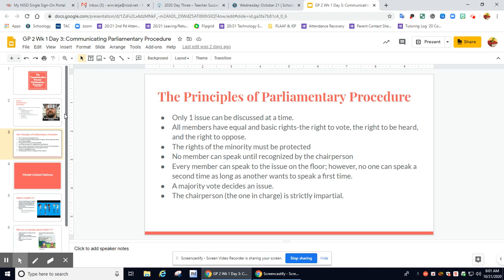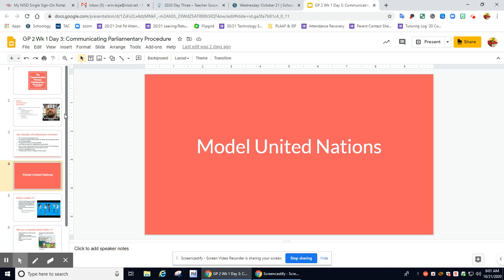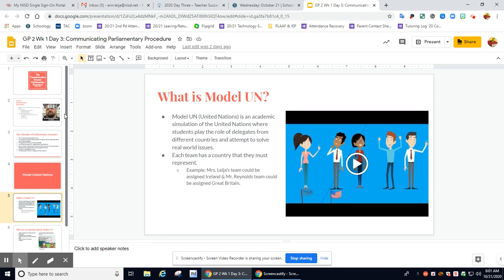They are simply there to make sure that everything gets filed out and that all sides are heard. So we're going to look at an example of parliamentary procedure that's used in schools and around the world. And that's called Model United Nations, otherwise known as Model UN. So what is Model UN?